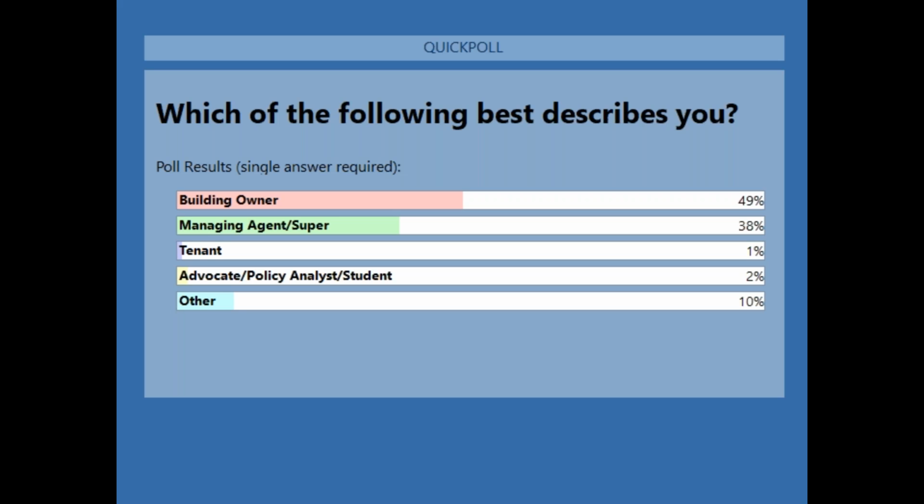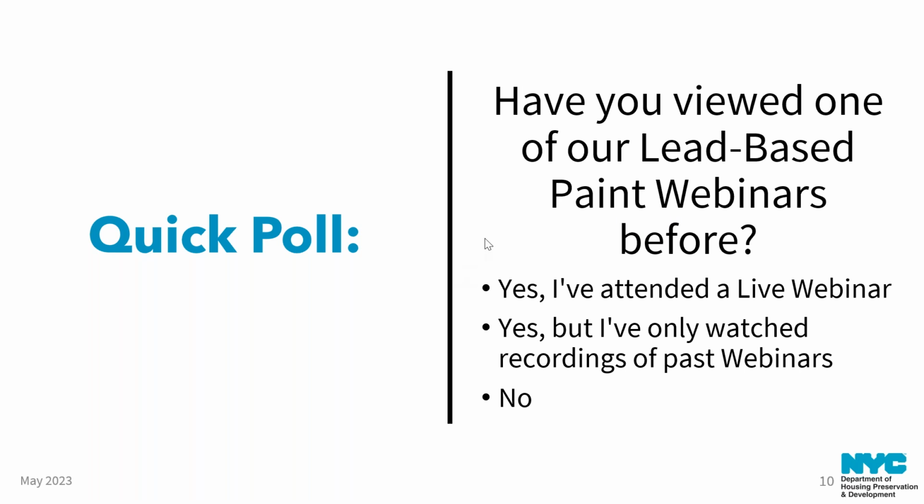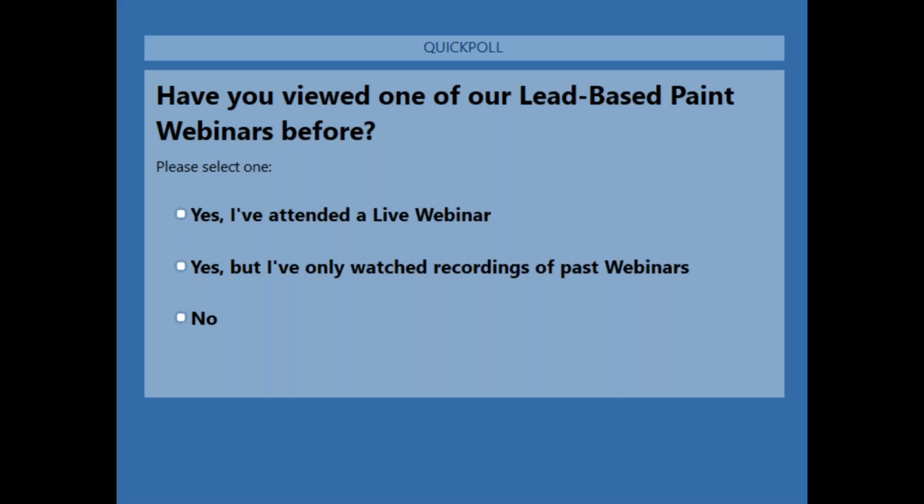All right, it looks like the vast majority of our audience are our intended audience for this presentation, which is building owners or managing agents and supers of buildings. And then some people fall into the other category. So again, we're going to be addressing the audience of building owners or managing agents and supers in this presentation. But for those of you who don't fall within that category, there's still plenty for you to learn, and we welcome you as well. Okay, and let's do one other poll. Have you attended one of our lead-based paint webinars previously?